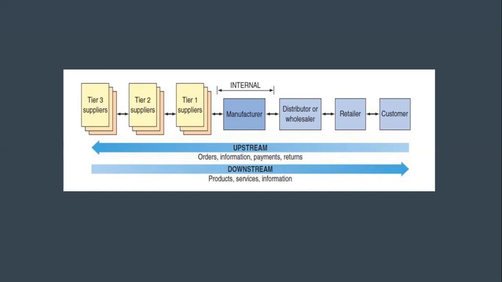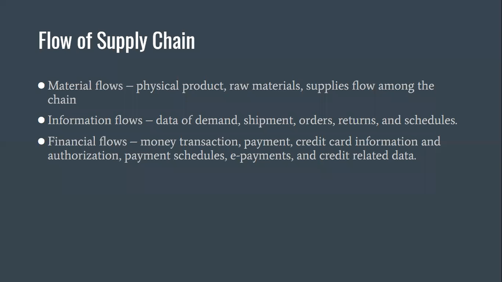And then there are three flows in supply chain. The first one is material. It is about the product, raw material, and the physical products. And then usually in materials flow, there is also a reverse flow. It's like the return product from the customer. And then there's information flow. It is related to demand, shipment, and orders. And the last one is financial flow. It is talking about the payment, credit, authorization, etc. Next.